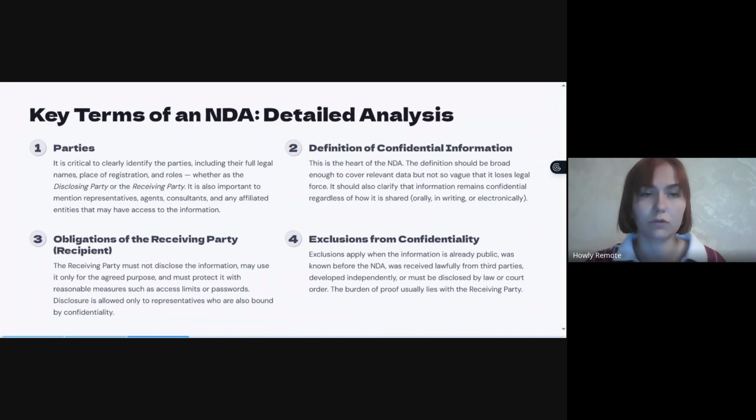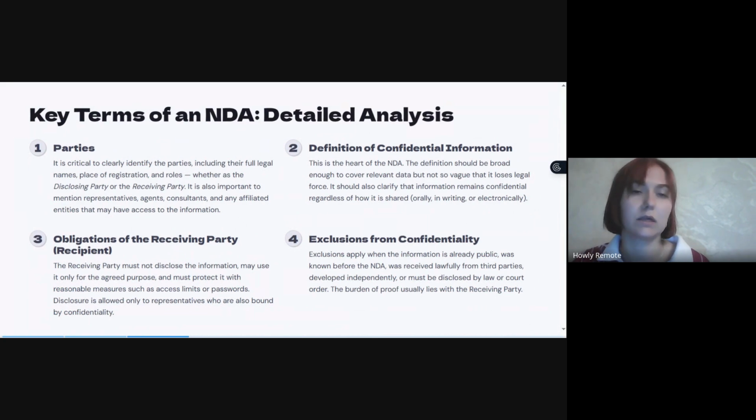The NDA should include the full legal names of all parties, including jurisdiction for companies, clear roles: the disclosing party, which is the party sharing information, and the receiving party, which is the party receiving it. Representatives such as agents, consultants, and contractors who will also have access to confidential information and must follow the same rules also should be added. Affiliates and subsidiaries, if they will also receive the confidential information, also should be added.